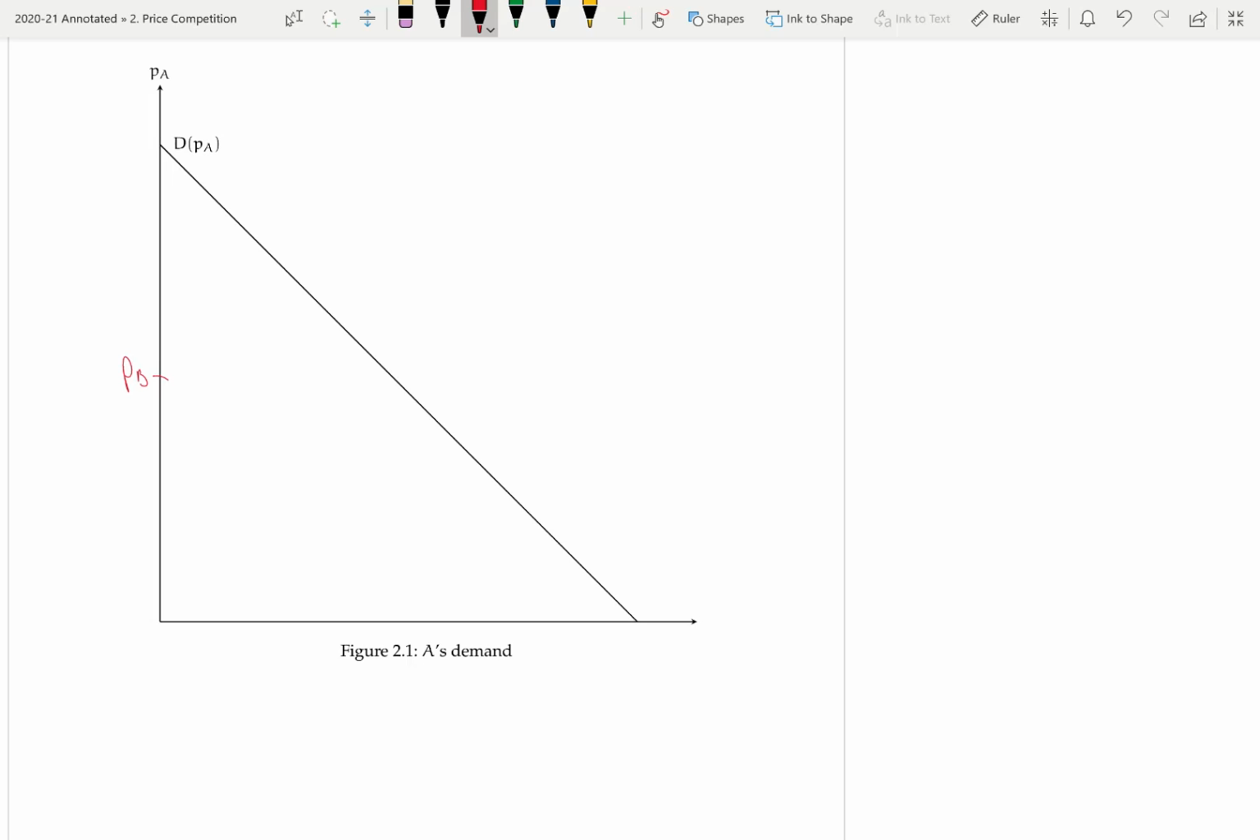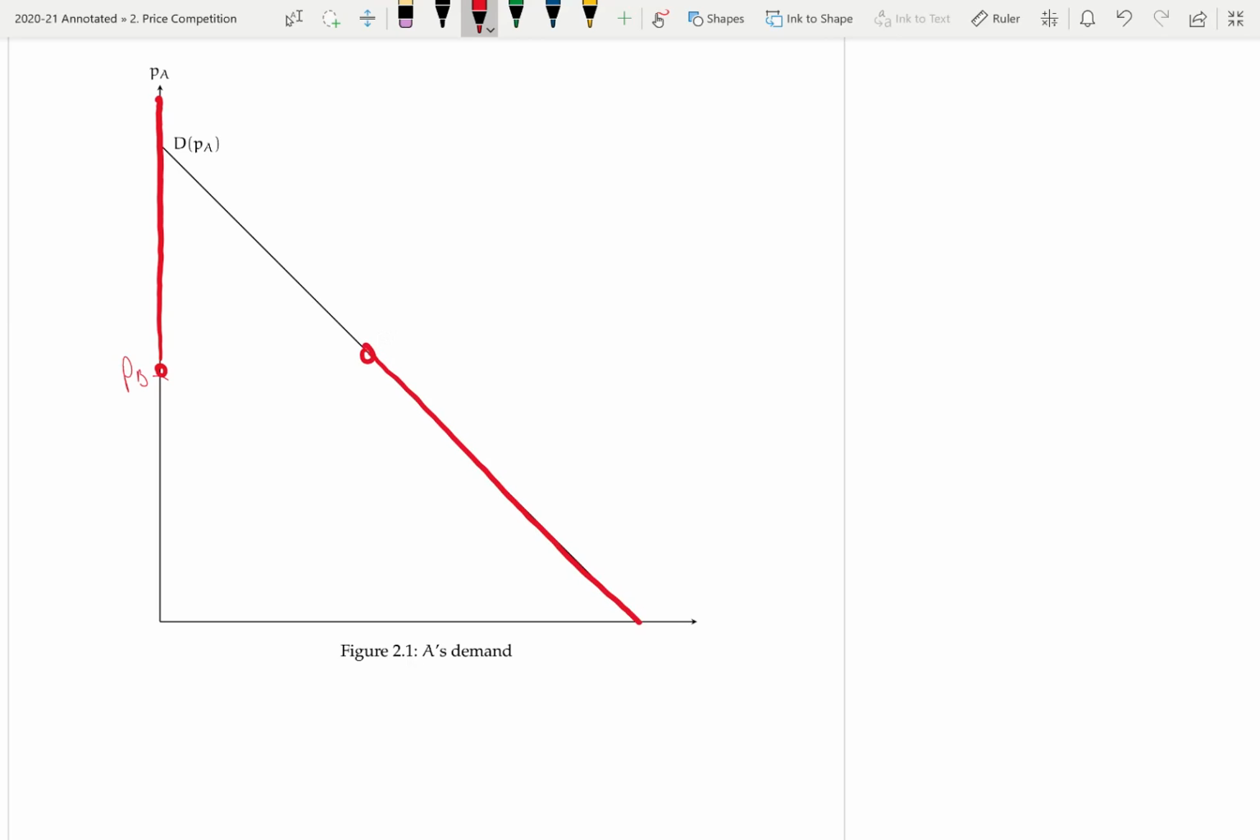If it prices above firm B's price, then it's going to get no demand. So if it prices above PB, then its demand is 0. The open circle here means that this point is not part of the demand curve. Now what if firm A prices below PB? Then it gets all the demand. Its demand is just the market demand.